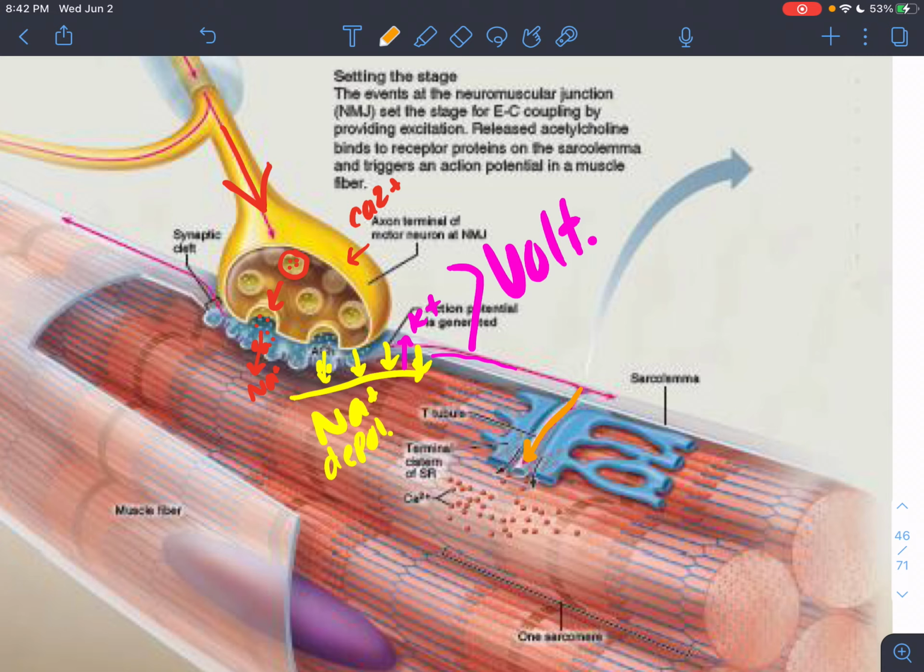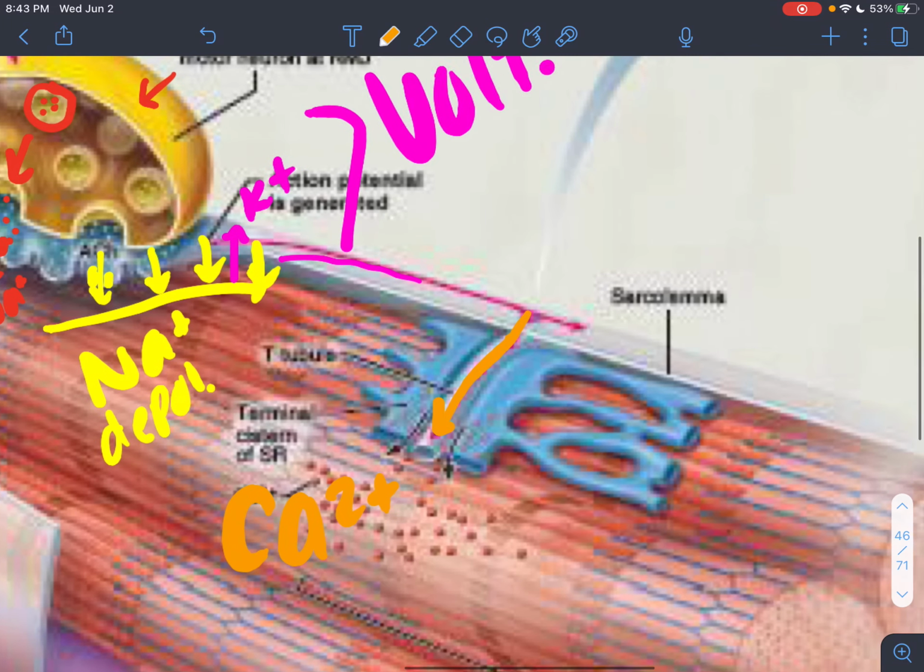What that depolarization going down the T tubule is going to do is initiate the release of calcium. If you remember from when we talked about the anatomy, calcium is stored in the sarcoplasmic reticulum, also in the terminal cisternae, those perpendicular parts that make up the triad with the T tubule. So when the depolarization comes down the T tubule, it initiates the release of calcium from the sarcoplasmic reticulum and the terminal cisternae.